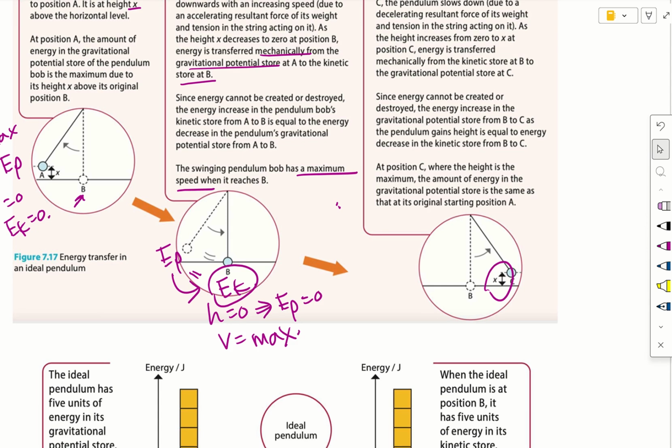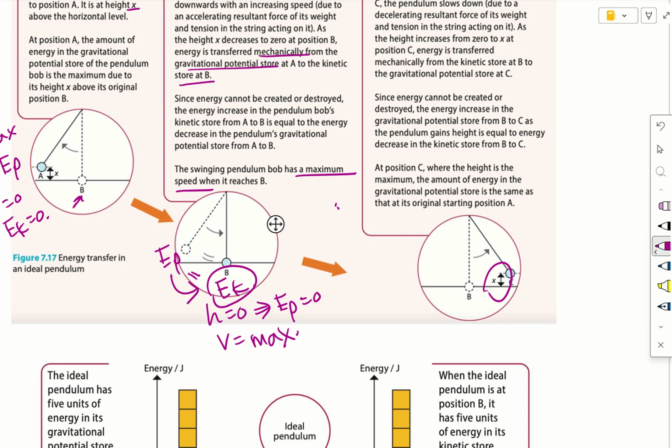And again, we see the transfer of energy from B's kinetic store. The EK at B is being transferred to the energy in the gravitational potential store of C.